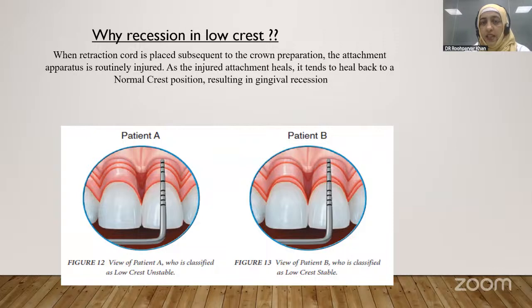But there is a disadvantage in a low crest patient. Why? Because the tissue thickness is very thin here, and when we place a retraction cord while preparing the subgingival margin, the attachment apparatus is routinely injured. As the injured attachment apparatus heals, it tends to heal back to a normal crest position, resulting in gingival recession.